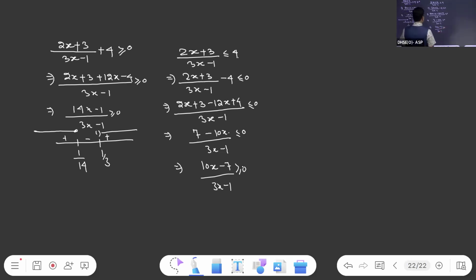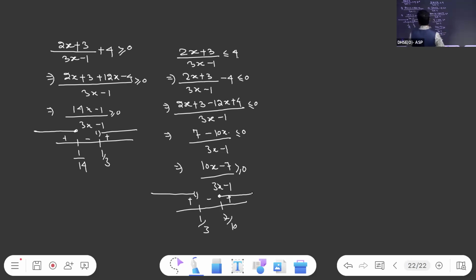Critical points are 1/3 and 7/10, with signs plus, minus, plus. Positive region: (−∞, 1/3) union [7/10, ∞). This is the answer to the right inequality.